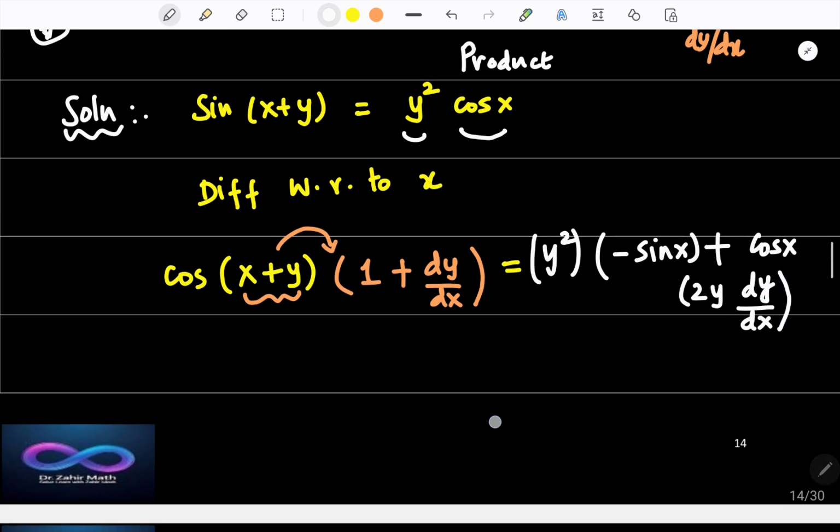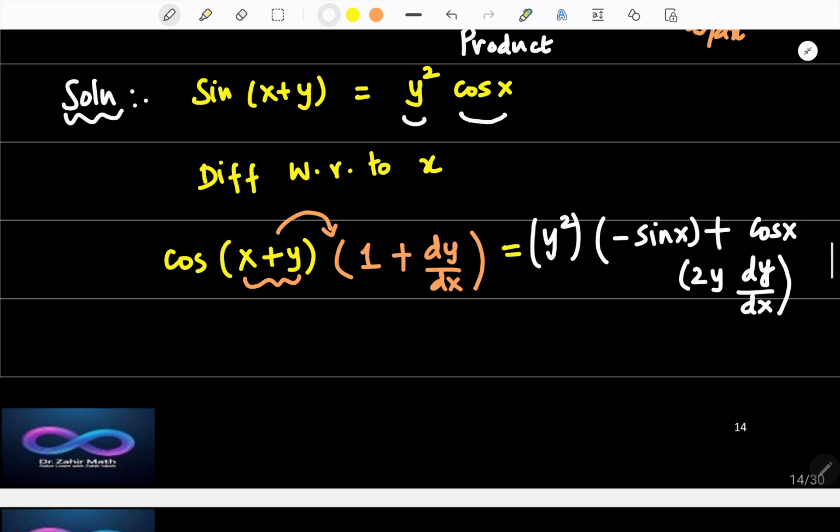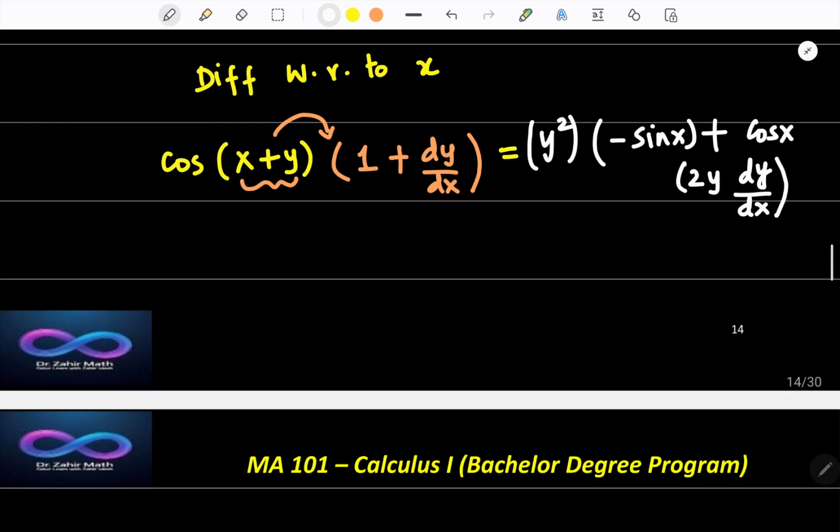Okay. Right. That's it. So, again I'll explain. Y square you keep. Derivative of cosine x is what? Sine x. And then plus keep cosine x. Sorry, negative sine x. Keep cosine x. Y square derivative is what? 2y dy by dx. Clear all of you? Yes. Okay. Now we need to simplify.